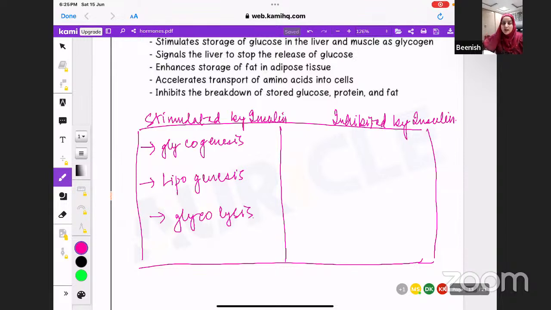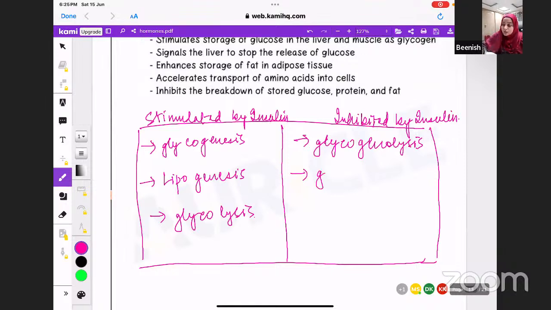So all these pathways which are going to decrease the blood glucose level are stimulated by insulin. On the other hand, the pathways which increase the blood glucose level are inhibited by insulin, like your glycogenolysis. That is breakdown of glycogen. So when your glycogen is going to break down, it is going to release glucose. So your blood glucose level is going to increase. Therefore, this glycogenolysis is inhibited by insulin. Your gluconeogenesis is producing glucose from non-carbohydrate sources. Okay, new glucose it is going to produce. So again, it is going to increase the blood glucose level. So your gluconeogenesis is inhibited by insulin.